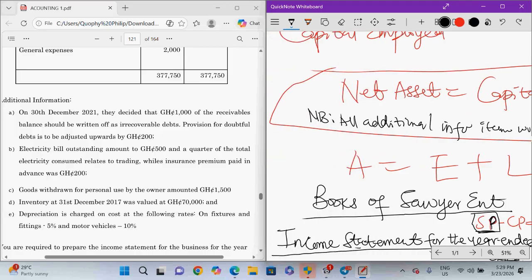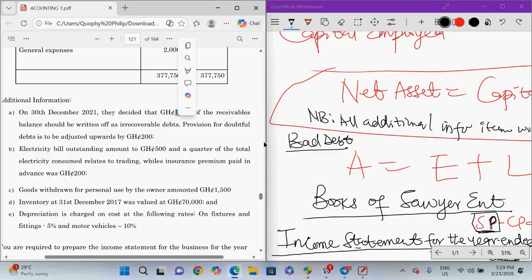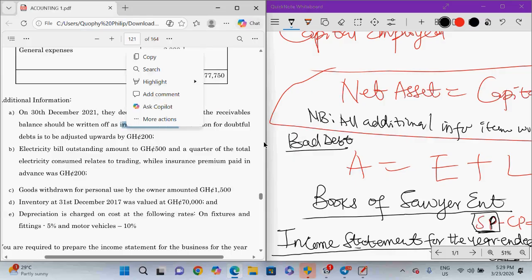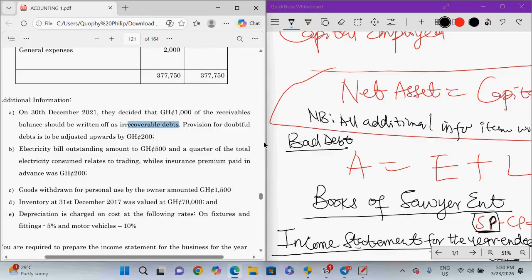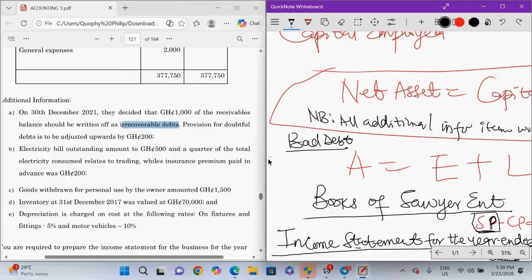All right. So for bad debt, if the bad debt is in the additional information, it means it will be treated twice, right? And we can see that here the bad debt is in the additional information, 1,000. They are saying that receivables should be written off as irrecoverable debt. That is the bad debt. Irrecoverable debt is what? The bad debt, right? So once it is in the additional information, it will be treated twice. The first one is it will go to the operating expenses as an expense.